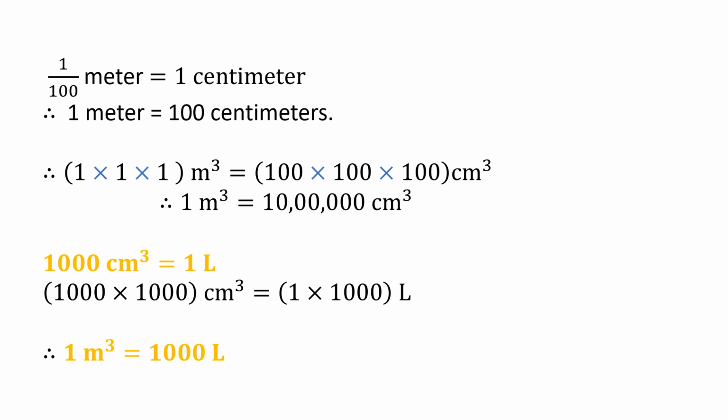So 1 cubic meter is actually 1000 liter, not 1 liter, but 1000 cubic centimeter is 1 liter. That line you should memorize. That line, 1000 cubic centimeter equal to 1 liter, as I am going to use that in my next slide. So these two lines are very important for your MCQ exams.